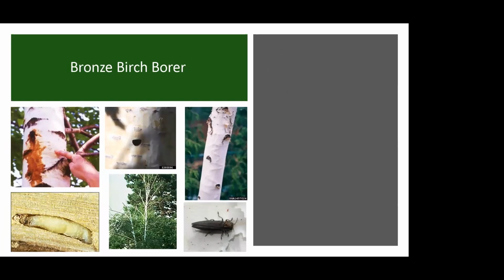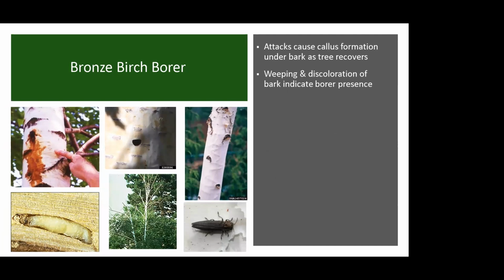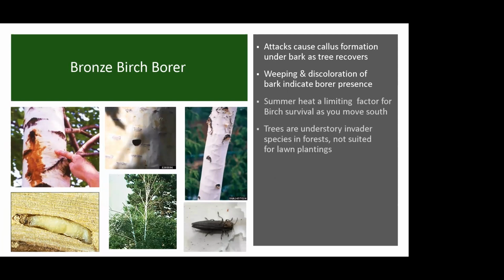One of the most common ones we see in the northern part of the country is bronze birch borer. The attack causes a callus formation under the bark. You can see that on the right-hand side, where the feeding gallery has occurred and callus has formed. Sometimes you'll see weeping and discoloration on the bark, like on the left-hand side, indicating that the borer is present.